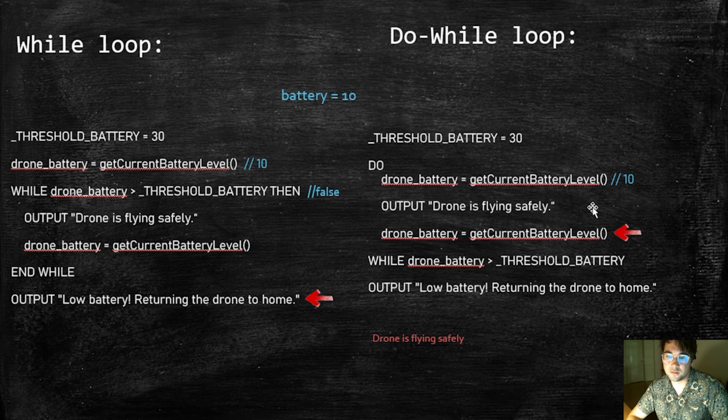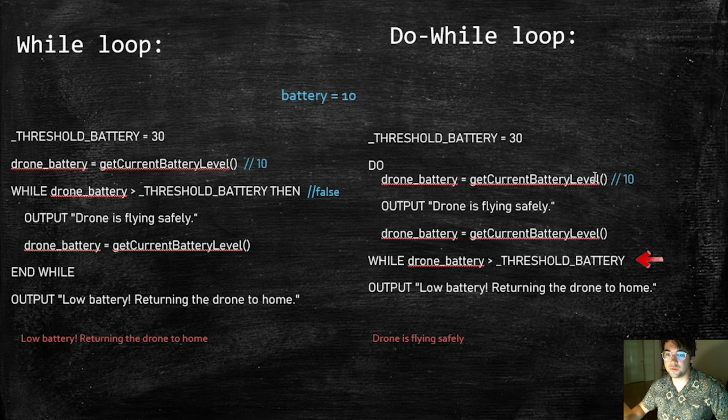Going to the next line, the while loop evaluated to false, so we stepped out of the while loop and went to the next line after the while loop, printing out low battery. Whereas in the do while loop, we're getting the current battery level at the end. It's kind of redundant to get it twice, but it still shows how this works. Going to the next part, for the while loop, we printed low battery, returning the drone to home. The while loop's completed now. We didn't have any iterations of the loop because the battery level was too low.